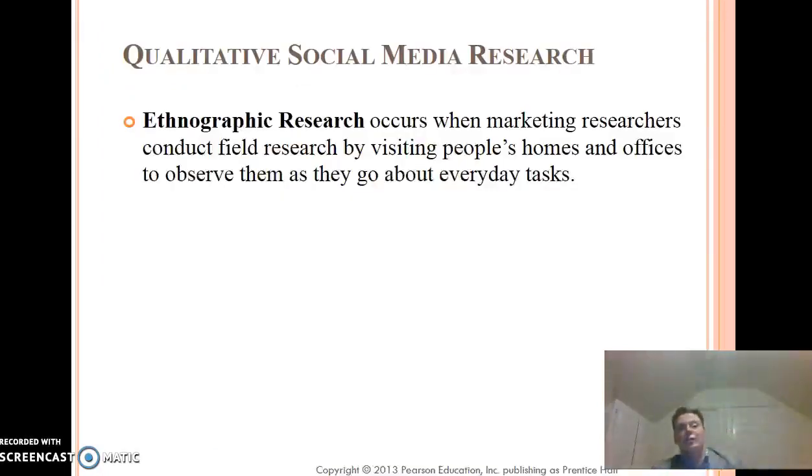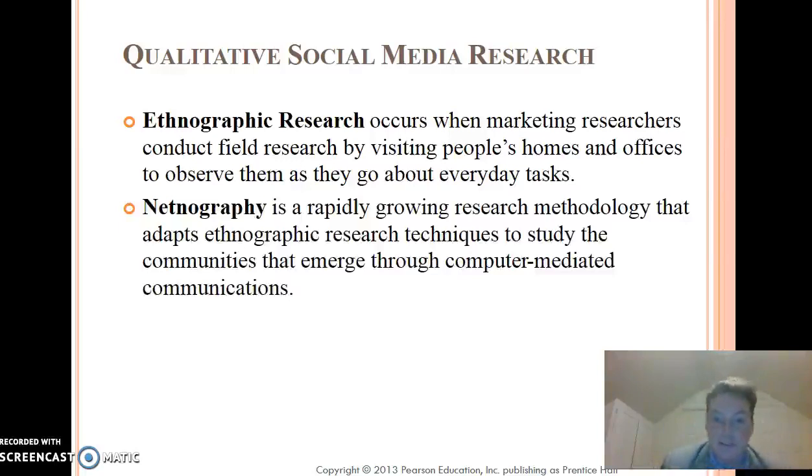So another method is ethnographic research. This is where we actually go visit people and observe them as they go about their daily tasks. So if, rather than relying on student evaluation feedback, somebody from the university was to come in and actually sit in the lecture theatre and observe, that would be ethnographic.